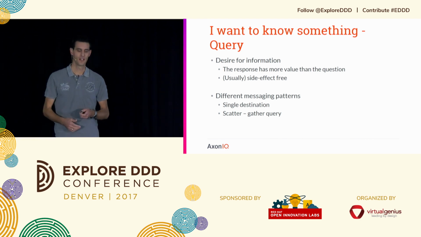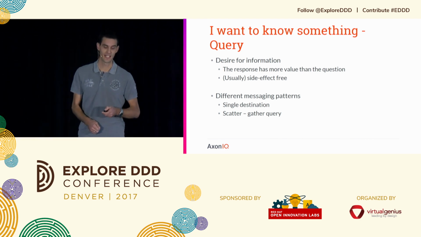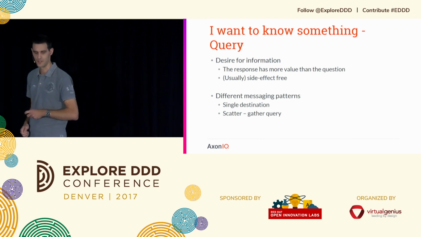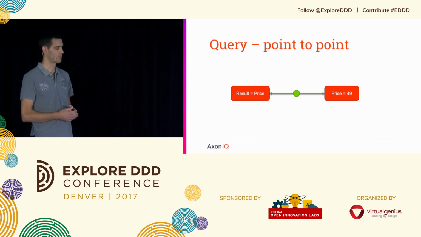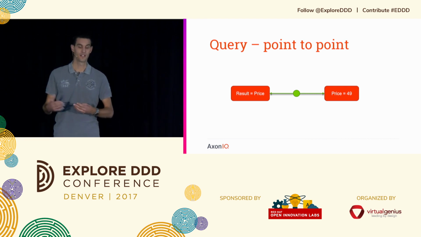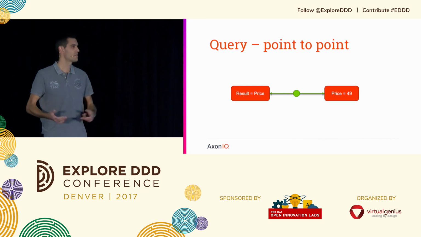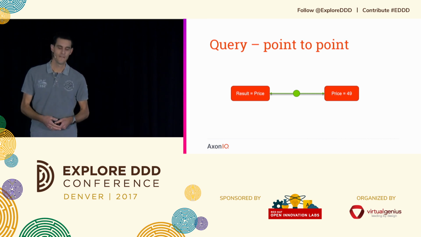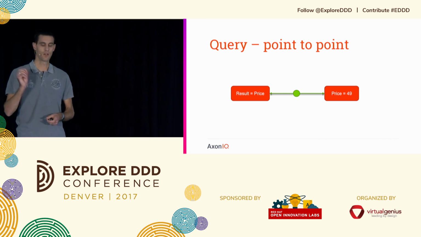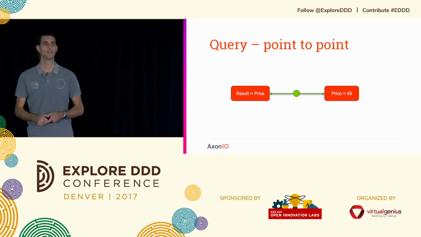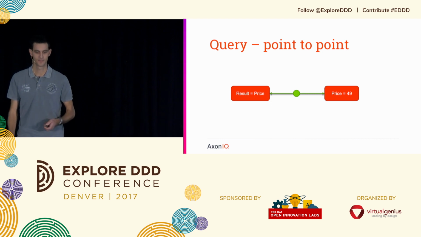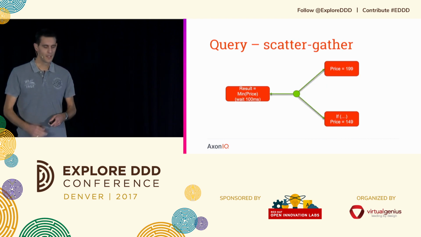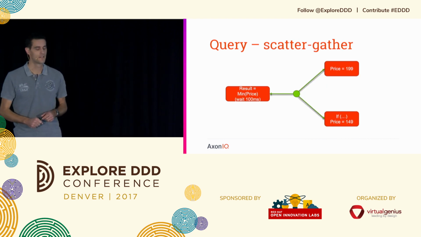But there's some interesting things you can do with scatter-gather types of queries. So let's look at point-to-point. You have a component that sends a query to the component on the right, and the component on the right gives you the price, right? Which is fine, it works. And this is really nice if you have a single authoritative answer to your question, right? There's just one answer that's correct. But in most applications, that's not really the case.